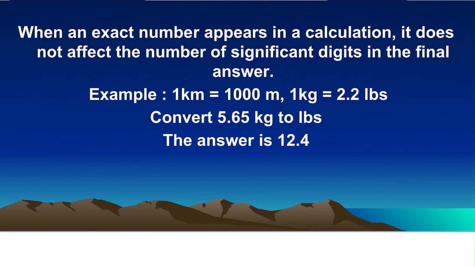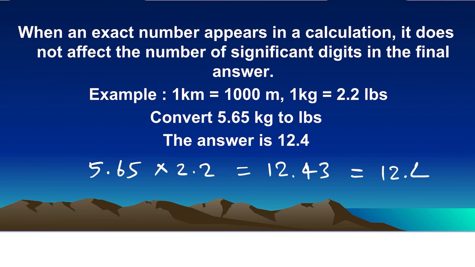So let us take this example, convert 5.65 kilograms to pounds. So when you do this, what we are doing is 5.65 multiplied by 2.2 because 1 kilogram is 2.2 pounds. When we do this math in the calculator, you're going to get 12.43. But we don't keep all these digits. We only keep 12.4 as the answer. Why?